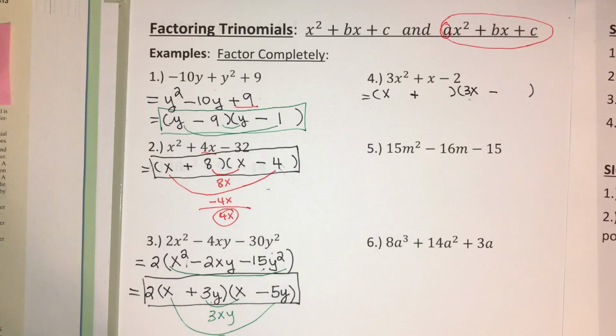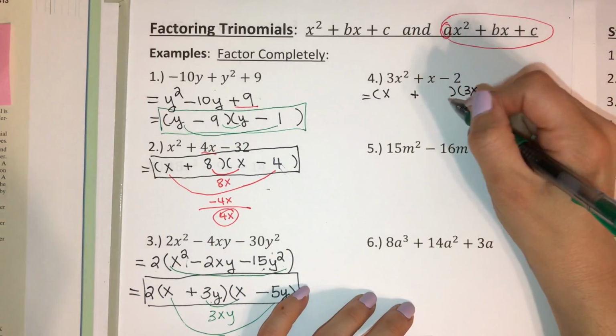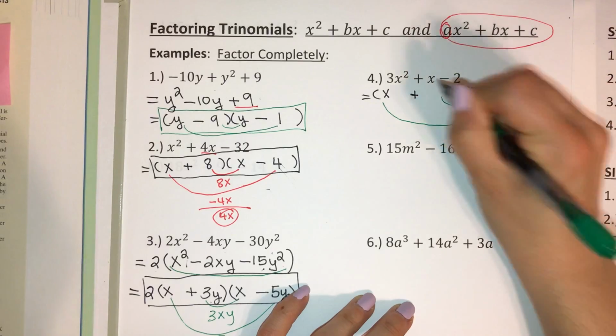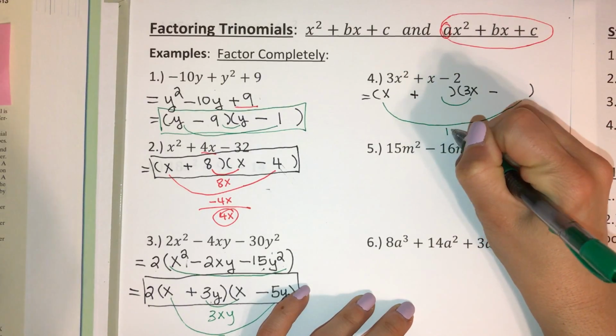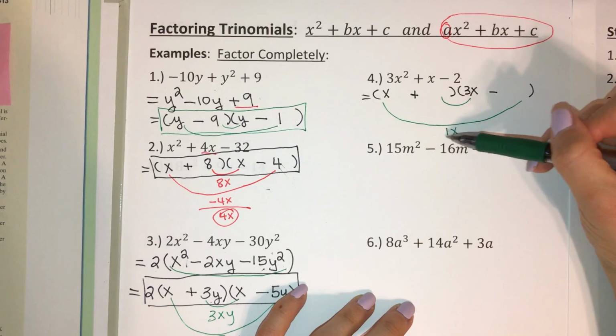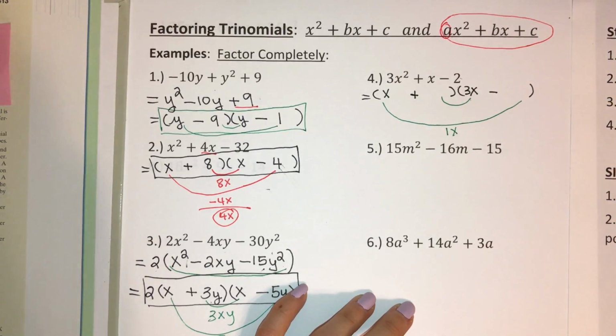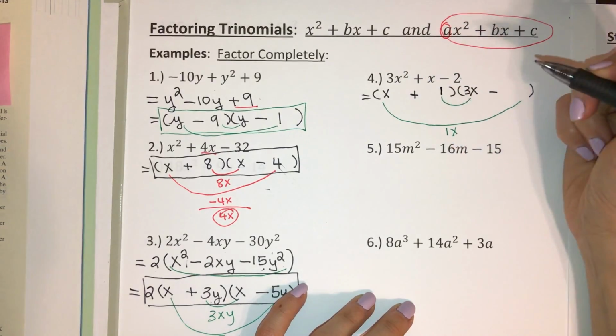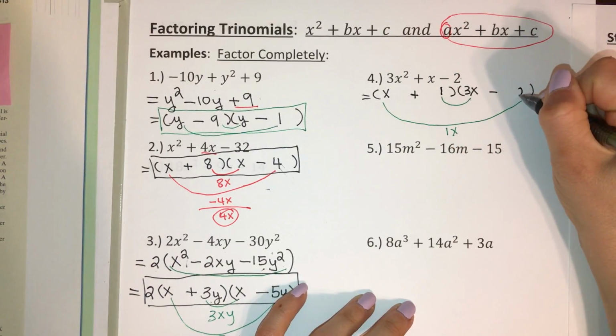Factors of 2 are just 2 and 1. And so we need to figure out where to put our 2 and where to put our 1. Remember that when you check your answer, you have to get positive 1x. And so I need to place the factors of 2 in such a way that I get 1. So we need to put 1 here and 2 here.